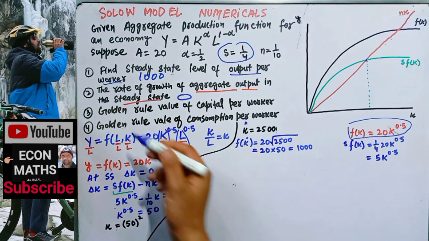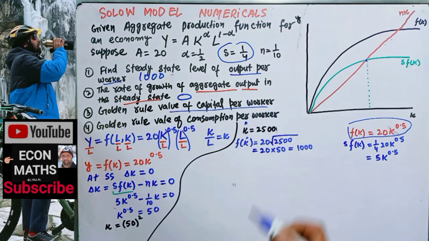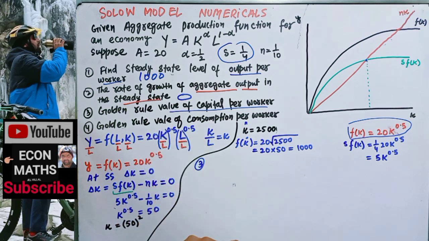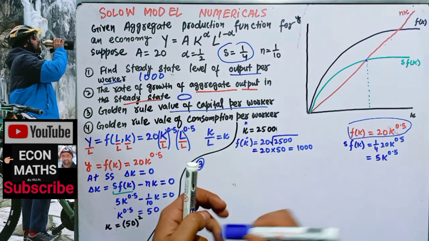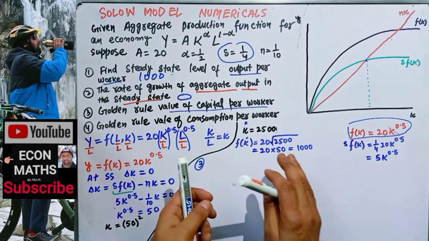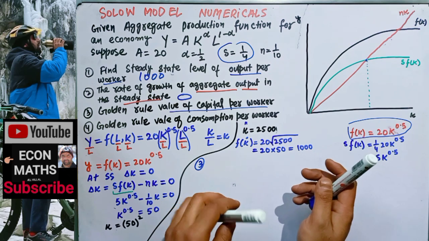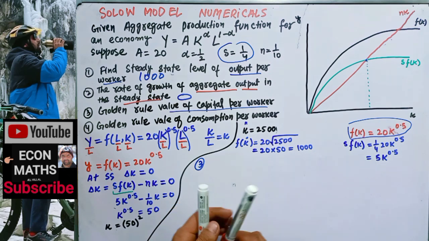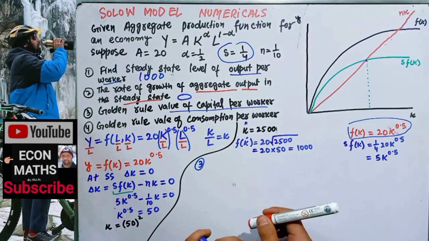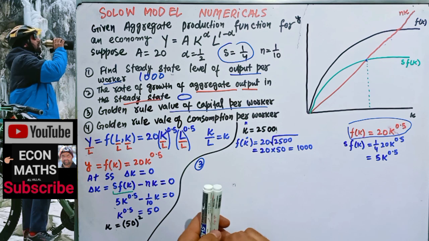The third question is to find the golden rule level of capital per worker. The steady state value of capital that maximizes consumption per worker is called the golden rule value of capital. Let me repeat it: the steady state value of capital per worker that maximizes the consumption per worker is called the golden rule value of capital. I will not write it here.